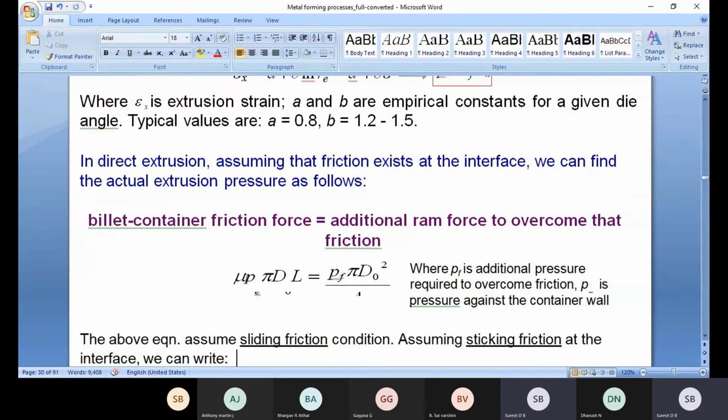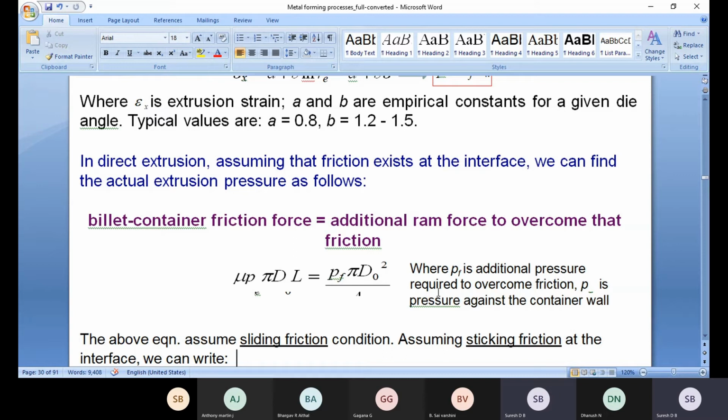Mu is nothing but the coefficient of friction. Okay, the friction is created between the container as well as the workpiece material. P is nothing but pressure, how much pressure is required to push the material. Pi D L means circumference. D is the original diameter of the billet. L is the length of the billet, which is equal to the p suffix f, already you know. Okay, pressure after extrusion, how much pressure or force or load is required, pi into d naught square divided by df square. Here pf is nothing but the additional pressure required to overcome friction.